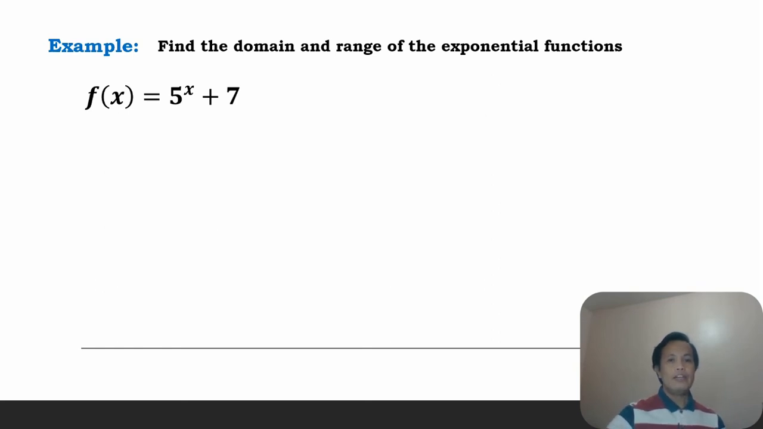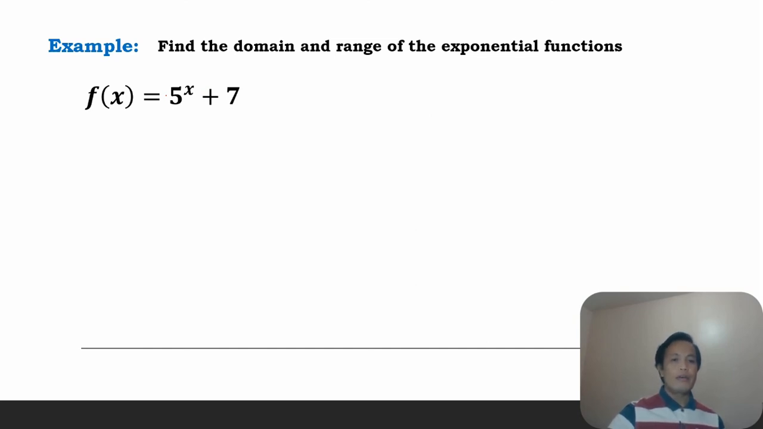Find the domain and range of the exponential function. In this case, we are given f of x equals 5 raised to x plus 7. This time, again, our a is not specified. So again, if a is not specified, we can say that a is 1, because 1 times any number is the same number. This time, our h is not specified, meaning our h is 0. But there is no problem with the h because it has nothing to do with the range.